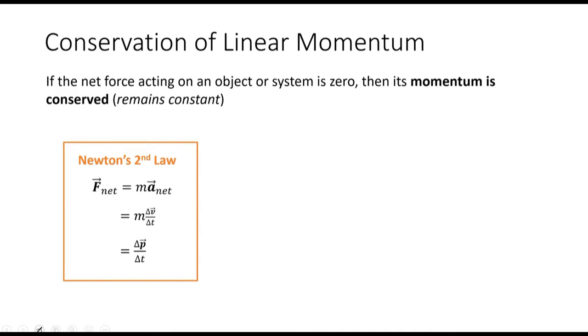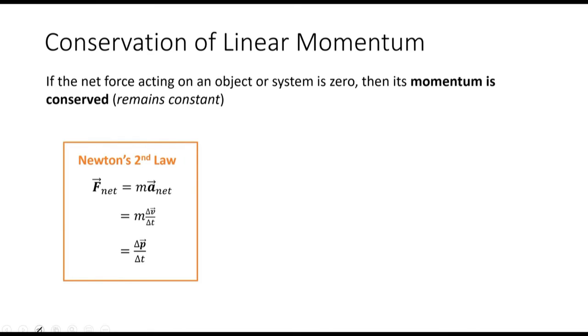Okay. And so it turns out that when we have collisions, momentum will end up being conserved. And so what I mean when I say conserved, just like when we talk about conservation of energy, this means that the quantity remains constant. So in other words, momentum is going to be constant in all directions. So it's going to be constant in the x direction, and it's going to be constant in the y direction. And so where does this come from?